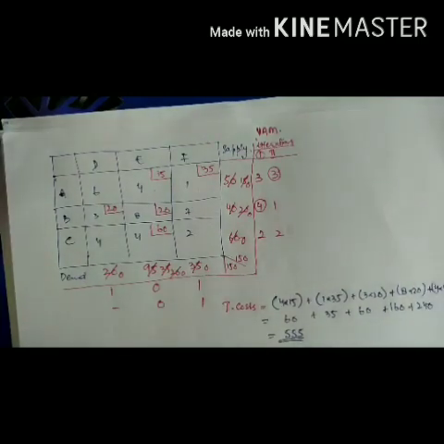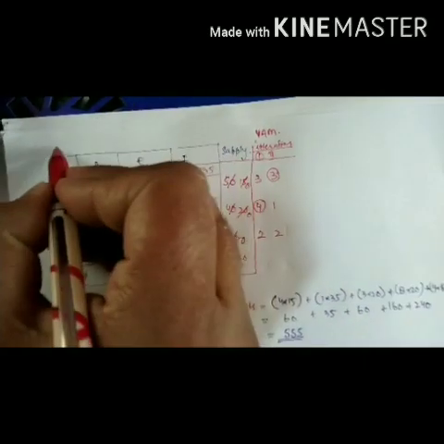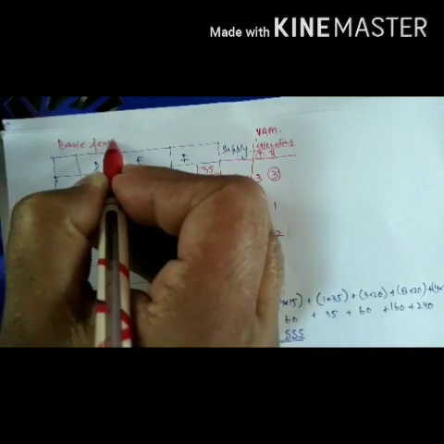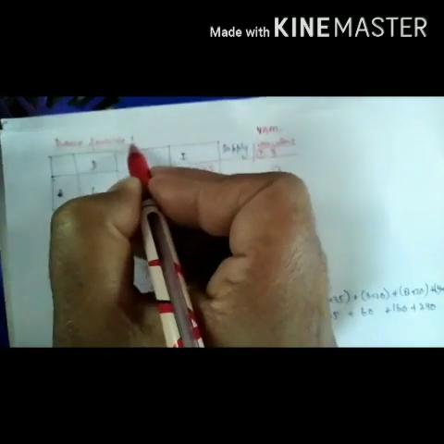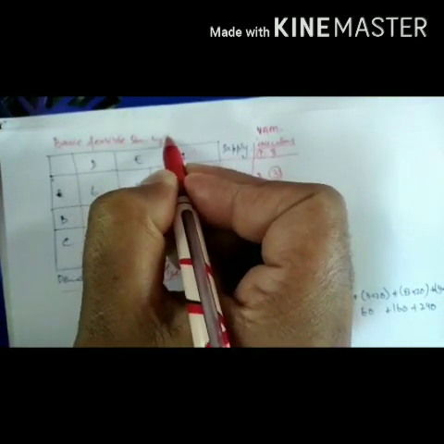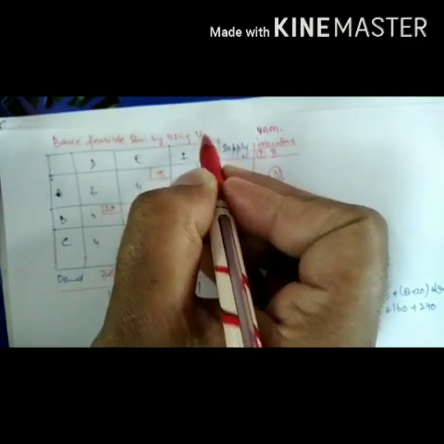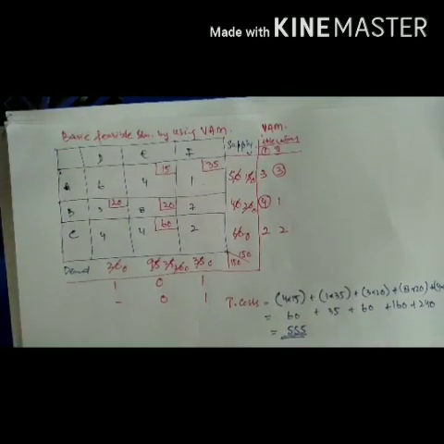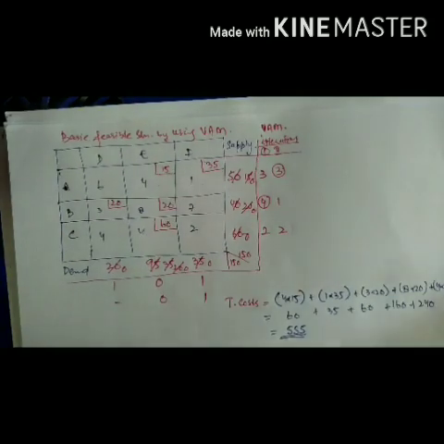Now considering this problem, this was simply the initial basic feasible solution. We can say it's a basic feasible solution by using VAM, Vogel's approximation method. Now we will take forward this example for the modified distribution method to find out the optimality check.